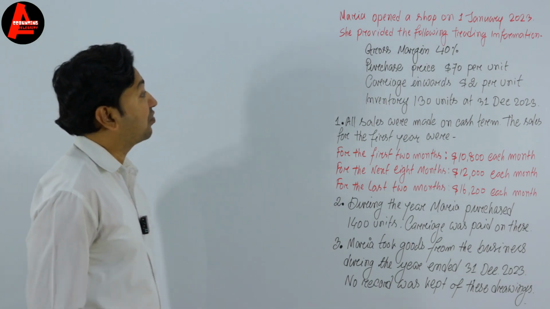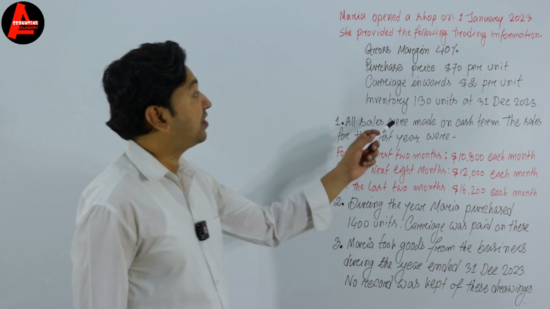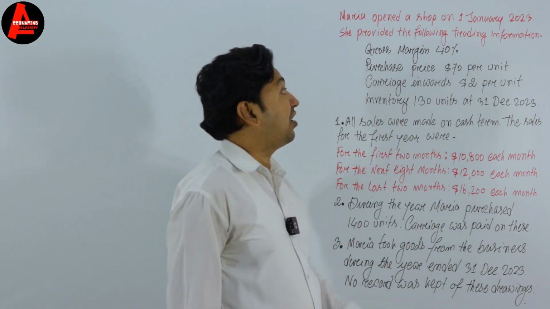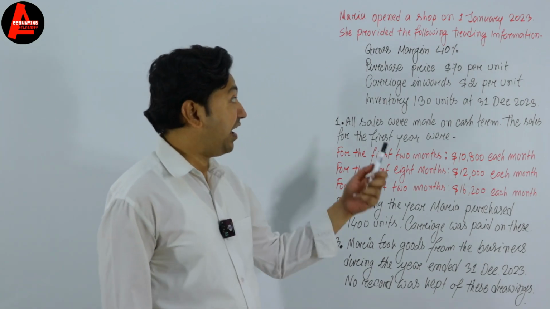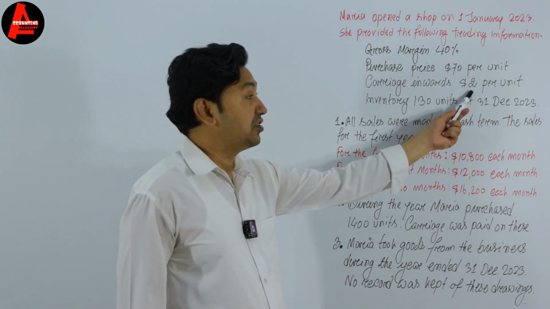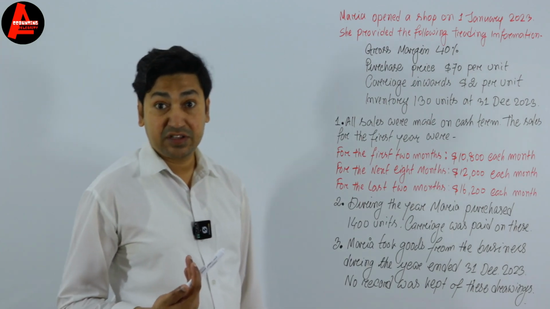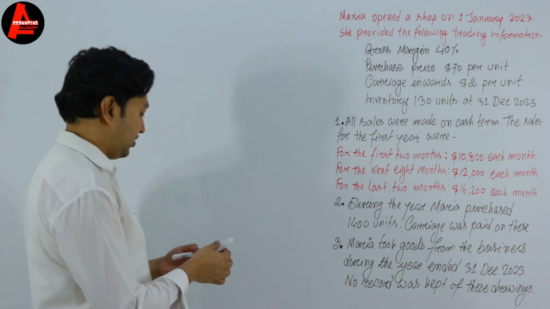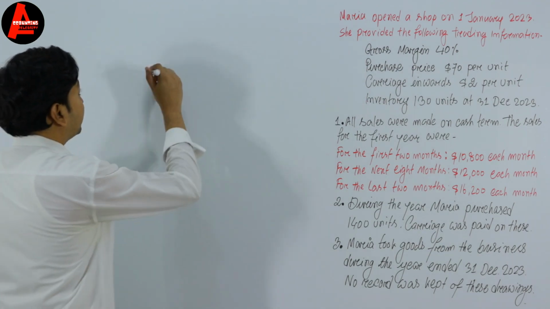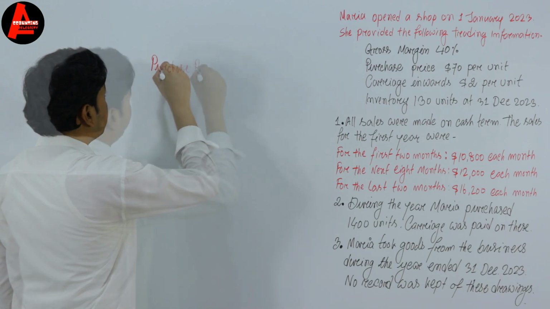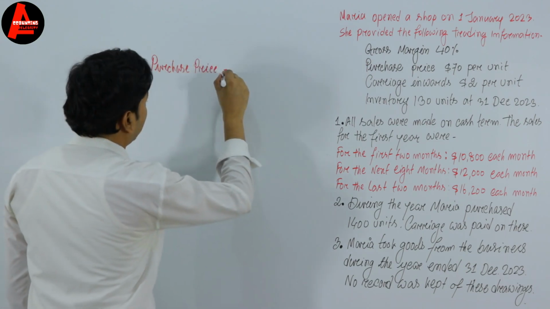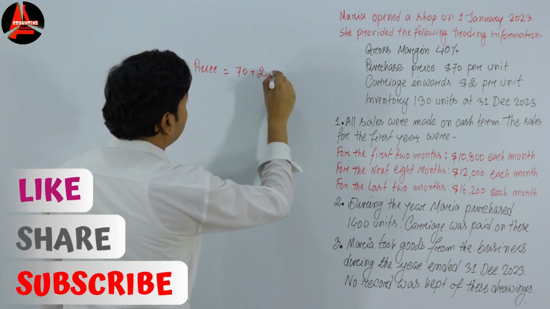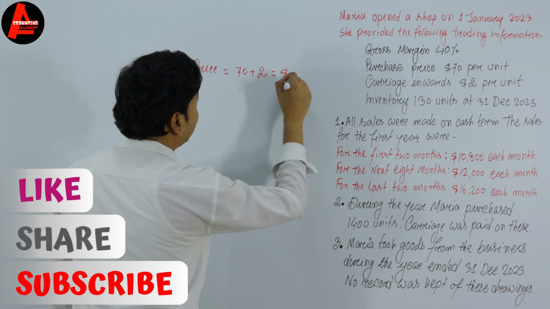So we have here closing inventory 130 units. Okay, and the purchase price $70 per unit. And we have carriage as well, carriage inwards, $2. So now the purchase price will be 70 plus 2, equal to $72. Let us write here: purchase price equal to 70 plus 2. So here we get $72.